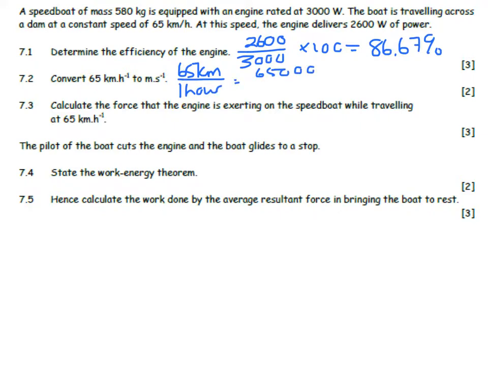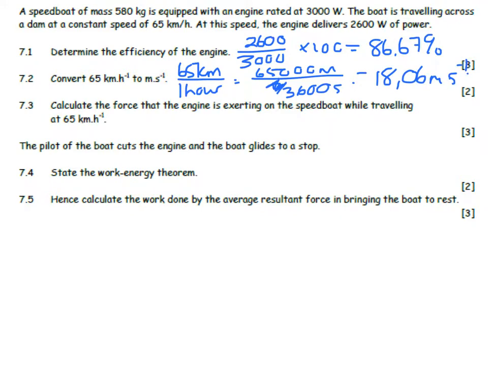Convert 65 kilometers per hour into meters per second. So 65 kilometers per 1 hour is equivalent to 65,000 meters divided by 3,600 seconds. And when I punch that into my calculator, I land up with 18.06 meters per second.